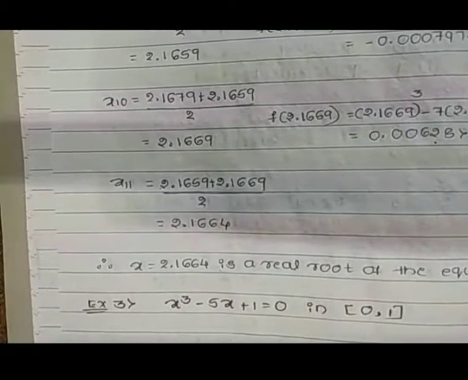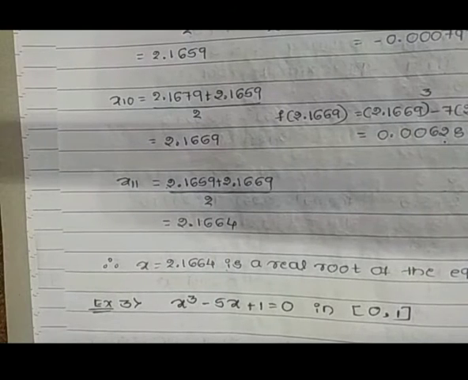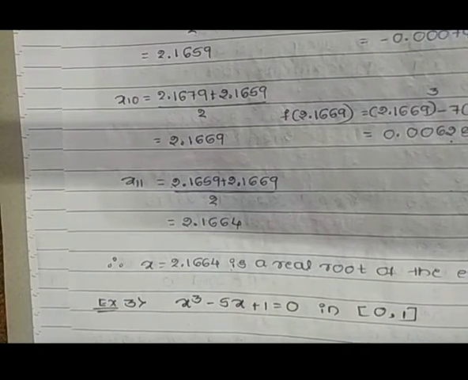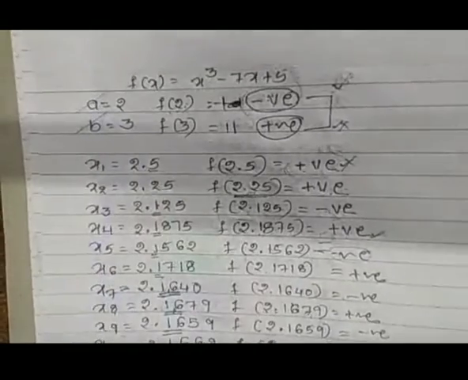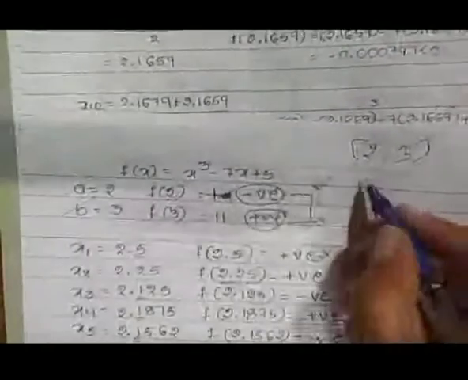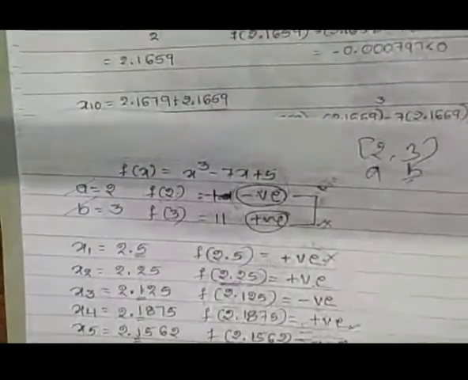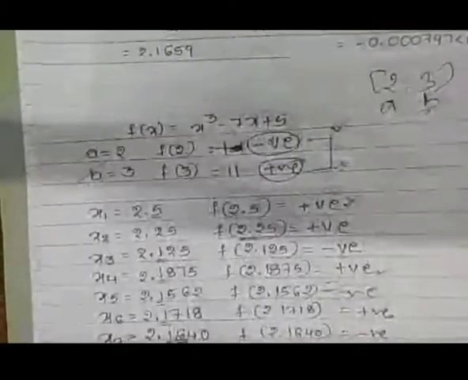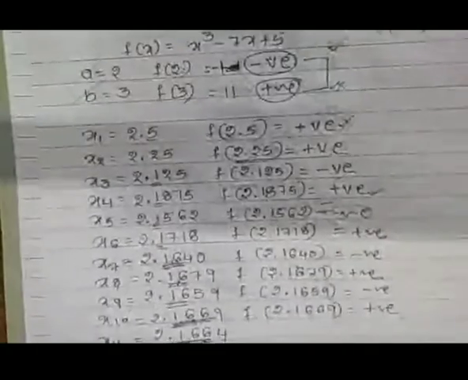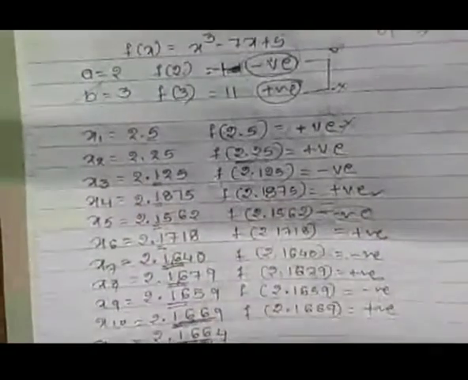See, the concept does not change. Whatever example is given, the concept is the same. Just how you calculate this a and b value, that is important. If the interval is mentioned, then no need to worry about a and b. This will be your a value and this will be your b value. If the interval is given, a and b are known directly. So check what positive and negative values come for those.